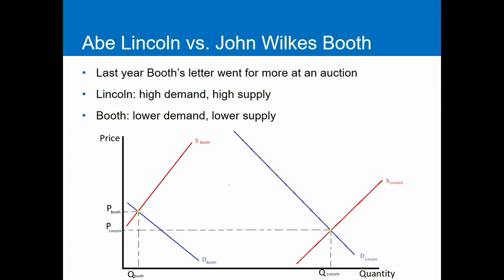So what we see here is even though there's a lower supply and demand here, because they cross at this point here, they end up with a higher price than Lincoln, whose supply curve is way out here and demand curve is way out there. So even though it may seem at first glance, although not to you guys who answered, counterintuitive, Lincoln's letters would go for less, because of the way supply and demand curves interact, it turns out that they're going for less than John Wilkes Booth's.